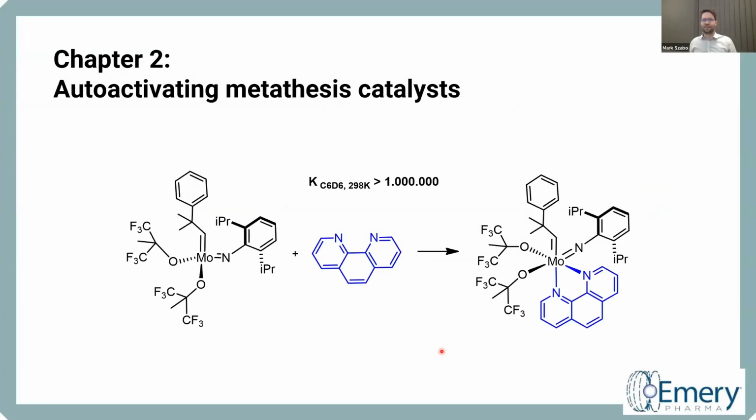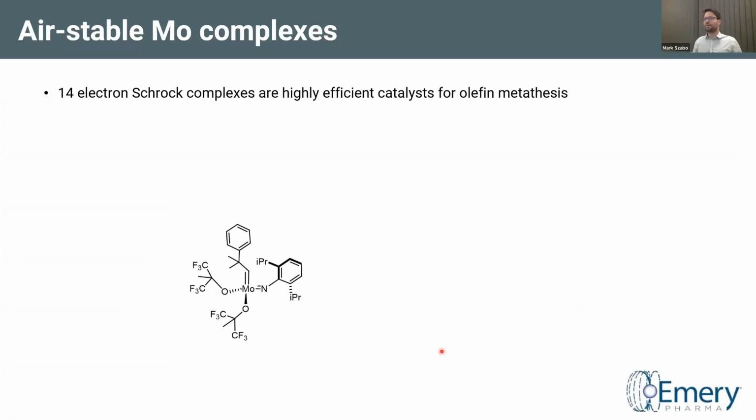Let me go ahead to the second chapter, which is about how certain so-called auto-activating metathesis catalysts have been developed at Szabo. Actually, these metathesis catalysts can be used to create those homodimers I've been talking about. So let me introduce you to these structures.